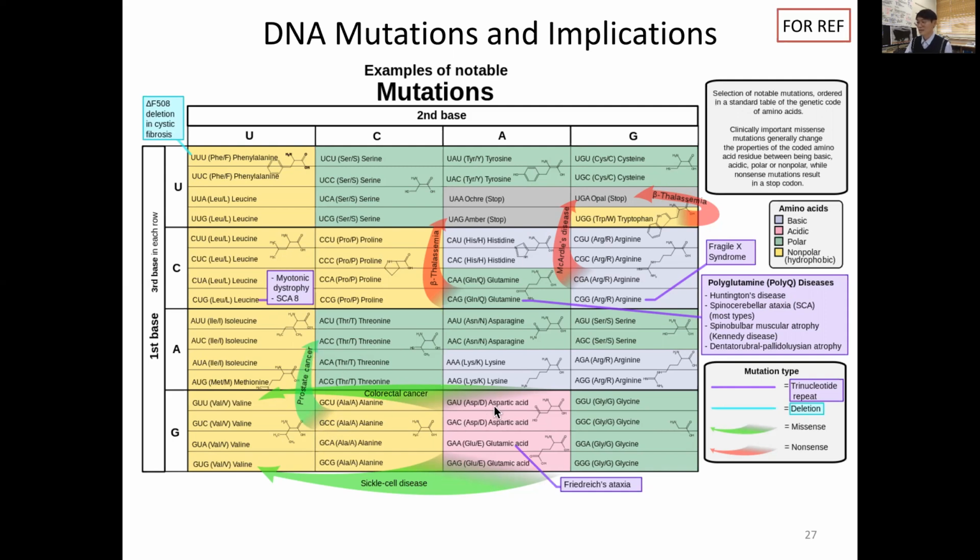And this aspartic acid single point mutation makes it valine. So this causes colorectal cancer and sickle cell disease. So there are genetic diseases due to this missense mutation. And there's also a nonsense mutation, such as glutamine becoming UAG, which happens to be a stop codon, and that causes the very devastating beta thalassemia. And this one, arginine into stop codon, tryptophan into stop codon, is a nonsense mutation, which causes a very important genetic disease.